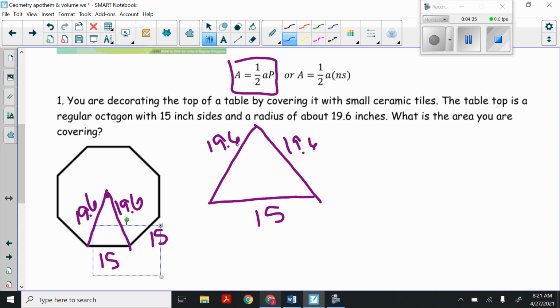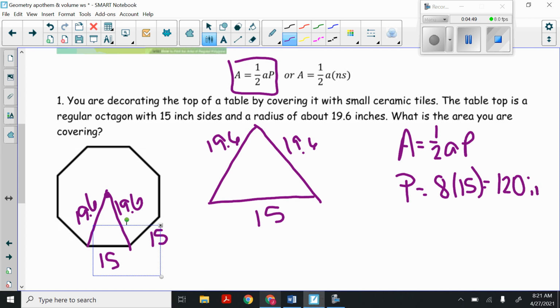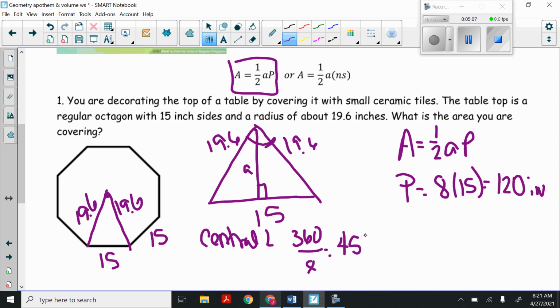So we want to find the area of that. Again, our formula, area equals 1/2 the apothem times the perimeter. We can easily find our perimeter since we know all sides are 15 and we have 8 sides. So 8 times 15 gets us 120 inches for our perimeter. So really we need our apothem, which is this. Right? This is our apothem. So first let's find that central angle up there. Our central angle is always 360 divided by the number of sides. We have 8 sides, so that's 45 degrees.